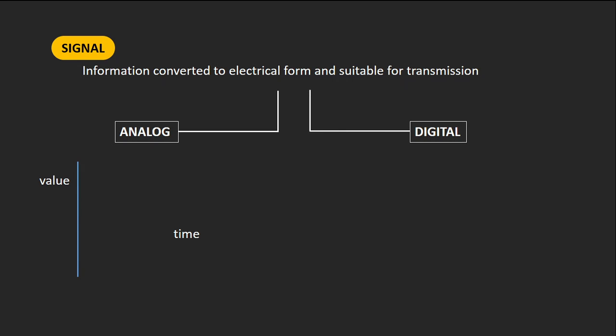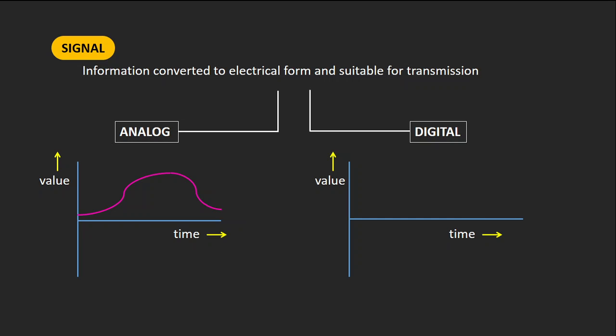So what is an analog signal? You can see that analog signals and digital signals are both plotted on a graph which has value on the y-axis and time on the x-axis. So you can easily see this is the graph of an analog signal, which is continuously changing and does not have only discrete values. The highs and lows are different. So this is the graphical representation of an analog signal.